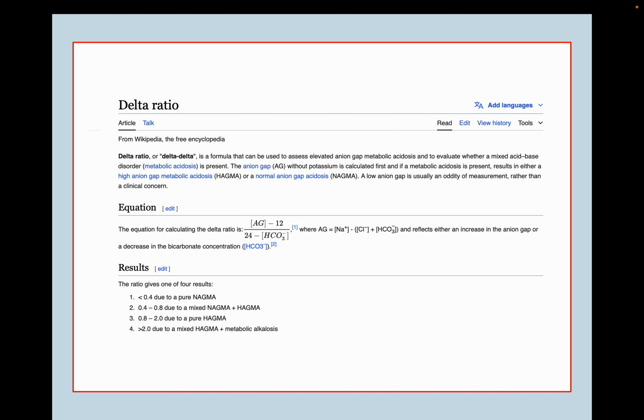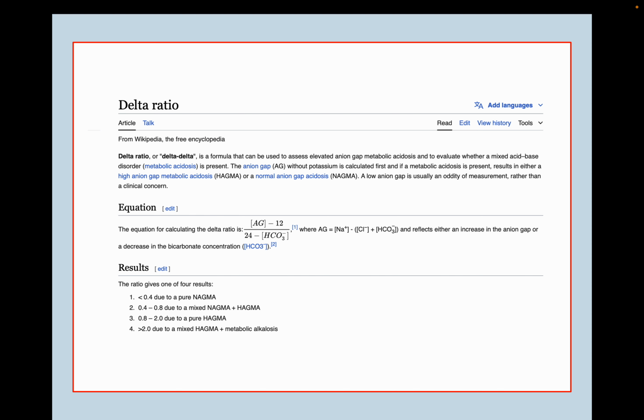Anything less than 0.4 is a pure NAGMA because of the compensation of chloride; there is no shift in anion gap, but there is a change in bicarbonate. Anything 0.8 to 2, generally 1 to 2, is HAGMA, where there is no compensation of chloride with bicarbonate. So for every change in bicarbonate, the anion gap will also change in a similar way. Let's say bicarbonate changes by 8, the anion gap also changes by 8. So the ratio is generally 1. In that case, HAGMA is there where there is no compensation.